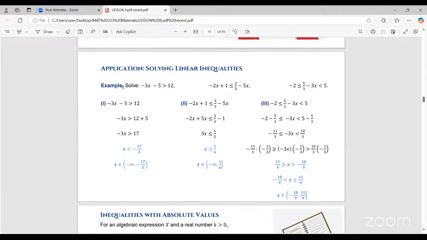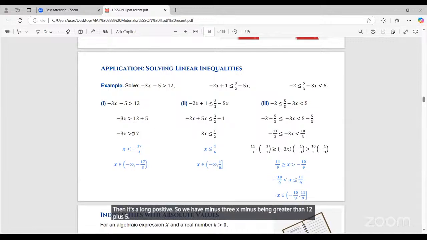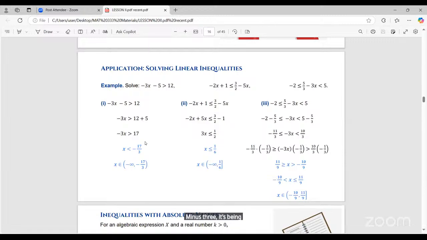Solve minus 3x minus 5 greater than 12. We have minus 3x. Minus 5 will go over to the other side. The negative sign will become positive. So we have minus 3x being greater than 12 plus 5, minus 3x being greater than 17. So x will now be less than, once we divide through by minus 3, the sign will change. So we have x being less than minus 17 over 3.